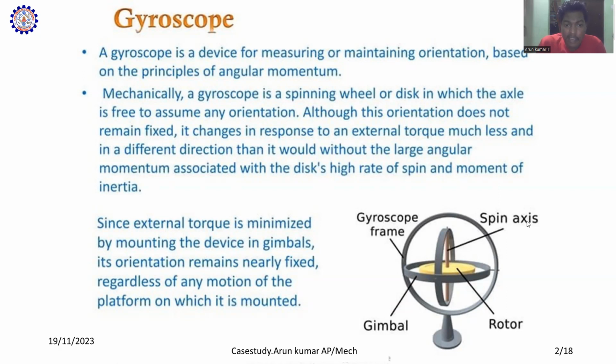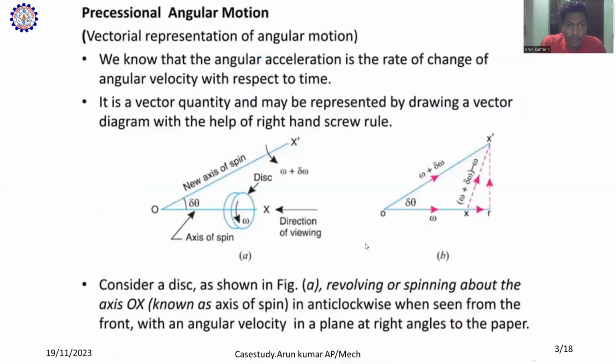Since the external torque is minimized by mounting the device in gimbals, the orientation remains nearly fixed, regardless of any motions of the platform on which it is mounted. So here, the gyroscopic frame is over here. There is a spinning axis. This is a rotor. So what is precessional angular motion?